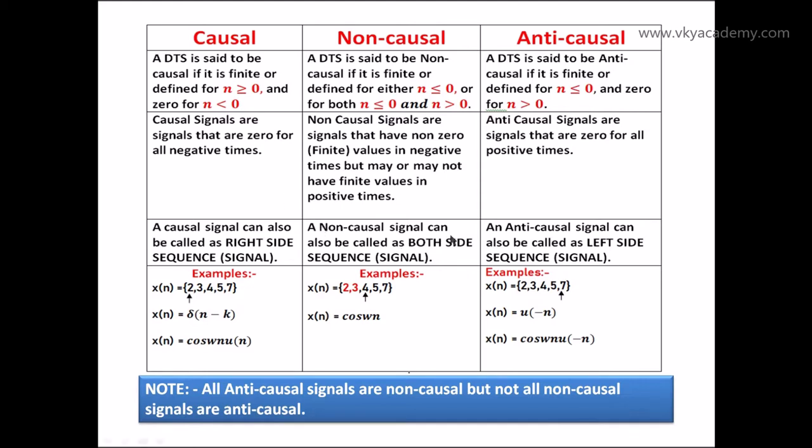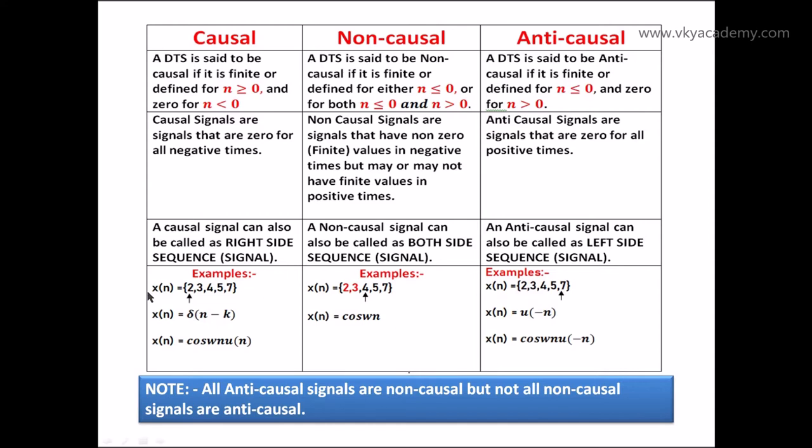Now a non-causal signal can also be called a both side sequence and can also be called a left side sequence. As I told you already, all the anti-causal signals are non-causal, that is why a non-causal signal can be called a both side sequence, because we can have samples for n less than 0, we can also have samples for n greater than 0. That is why it can be a both side sequence or two-sided sequence.